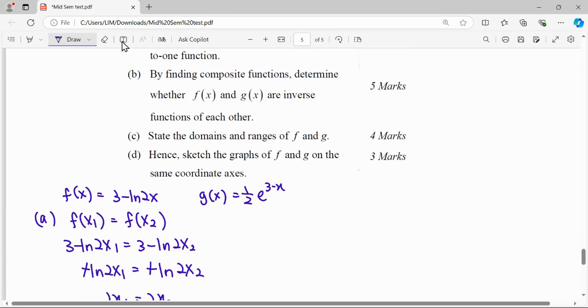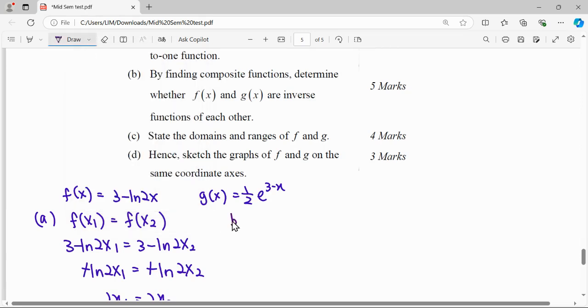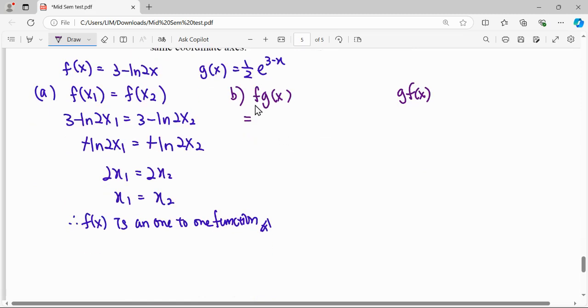Then for question B, by finding its composite function, you need to determine whether the function has an inverse or not. So what you need to do is find fg(x) and gf(x). You have to observe these two composite functions, whether they give the same answer. If they are getting the same answer, mapping back to x, yes, this function and g(x) are inverse to each other.